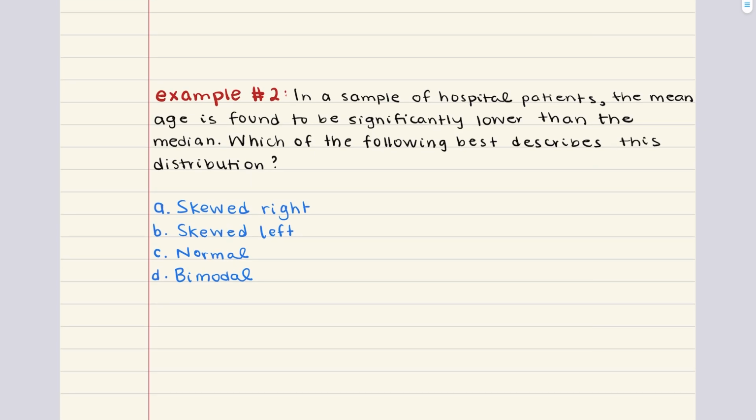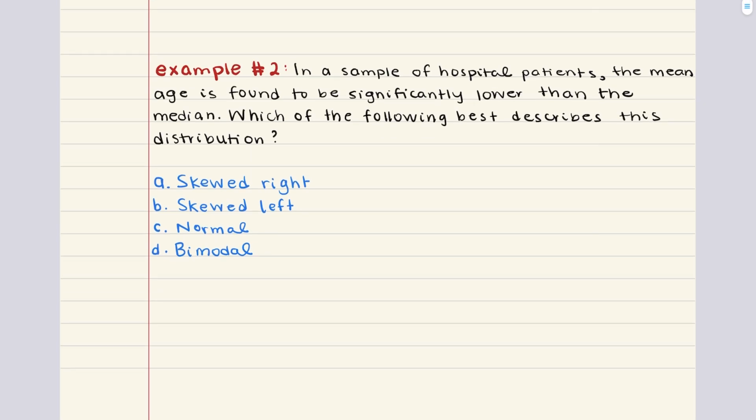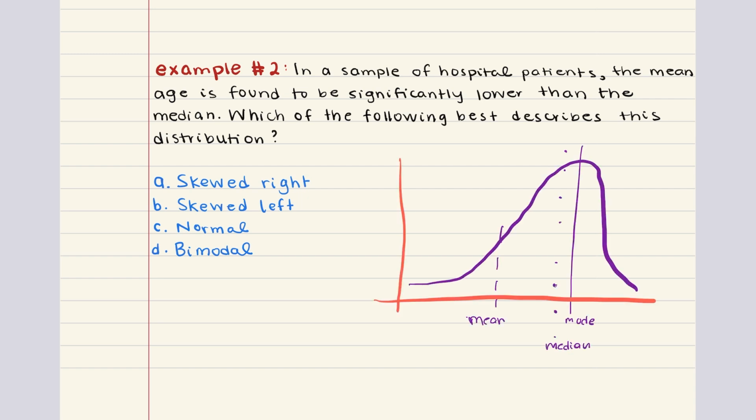Problem 2 says, in a sample of hospital patients, the mean age is found to be significantly lower than the median. Which of the following best describes this distribution? A says skewed right, B says skewed left, C says normal, and D says bimodal. During lecture, we said that when the mean is significantly lower than the median, it indicates that the distribution is skewed left.